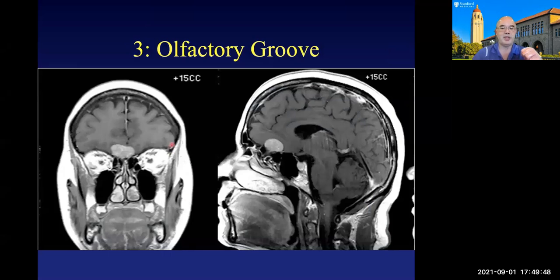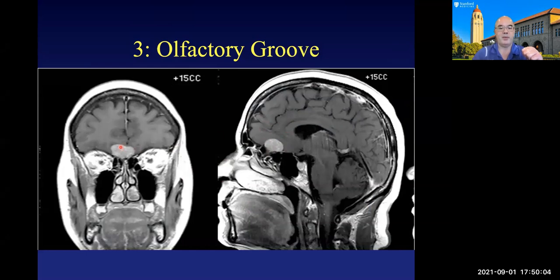This is a much smaller olfactory groove meningioma. So this is a profile view here. Here's the forehead, here's the nose, this is the tongue here. And you can see this round oval here. It's a little bit bigger than an almond. You don't see the pressure on the brain.